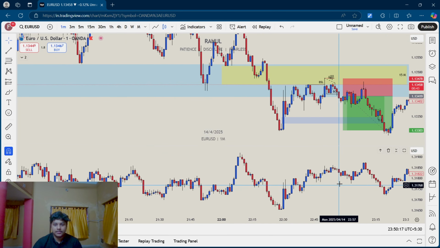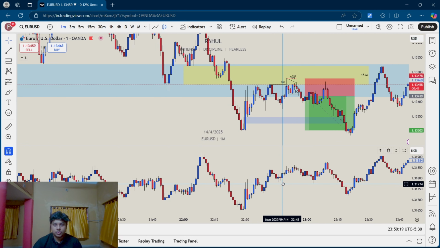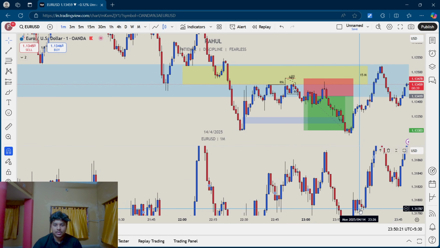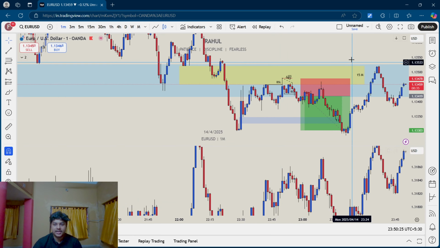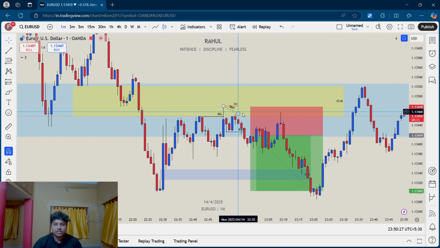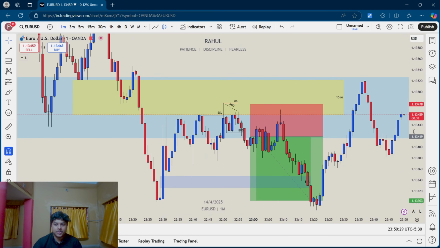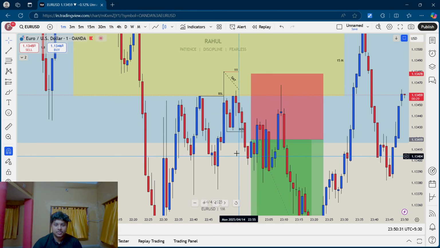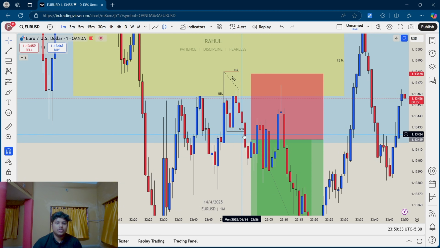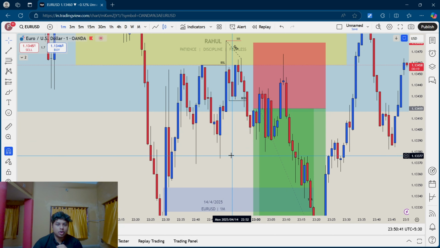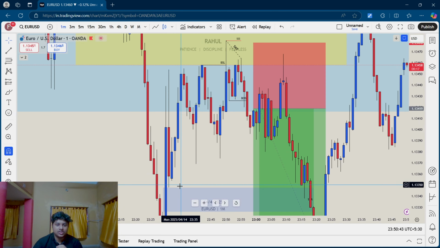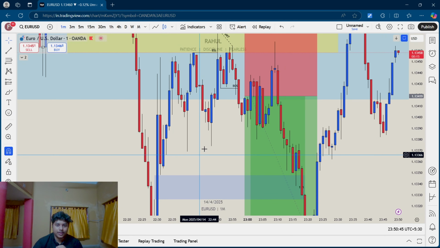If you can see, there is a sweep of liquidity right here, and an SMT formed here. This high got taken, this high didn't get taken. So this was SMT, then it gave a displacement. This is a proper displacement, either a break of structure or CISD, whichever you want to call it, but they are not the same. Then my initial draw target was still this fair value gap.